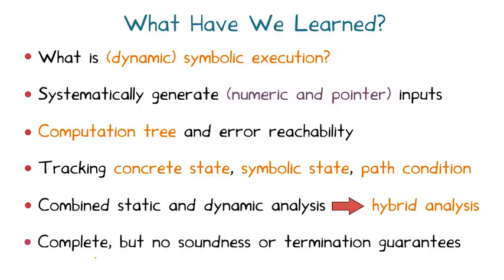Finally, DSE is complete. If it reports an error, it is certain that the error can be reached on some run of the program. In fact, DSE can report the exact inputs to generate the error. However, unlike pure symbolic execution, DSE has no guarantee of soundness. It might fail to report an error in a program. Additionally, as we have discussed in this lesson, DSE is not guaranteed to terminate in the presence of input-dependent loops, as these loops may unroll into infinitely many paths in the computation tree. However, we can modify DSE to terminate after exploring a finite number of paths in the computation tree, giving up soundness in the process.